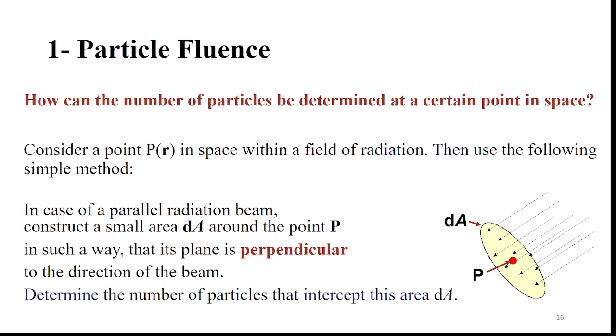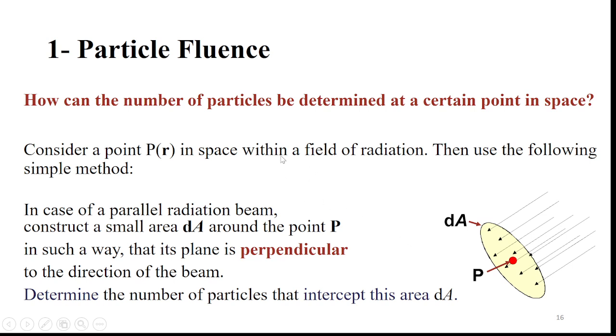To begin, let's talk about particle fluence. What does particle fluence mean? It is the first parameter we will discuss. The particle fluence is a measure used to quantify the number of particles passing through a given area in a radiation field. It provides information about the number of particles passing through a specific area in the radiation field.